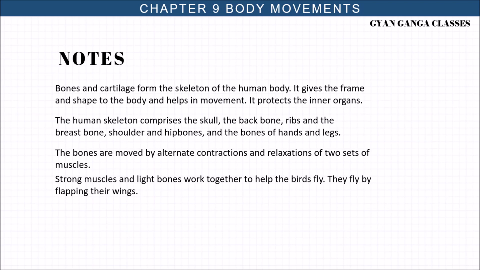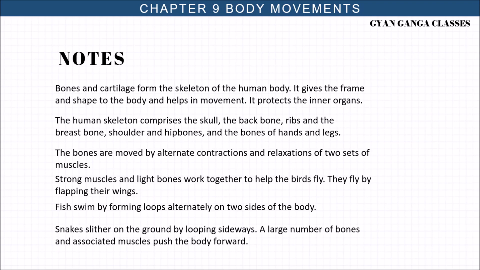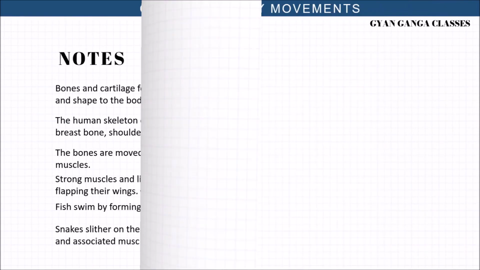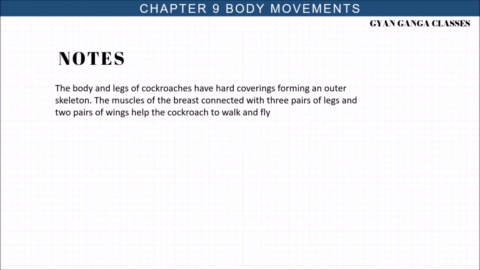Strong bones and light bones work together to help the bird fly. They fly by flapping their wings. Fish swim by forming loops alternately on the opposite sides. Snakes slither on the ground by looping sideways. A large number of bones and associated muscles push the body forward.